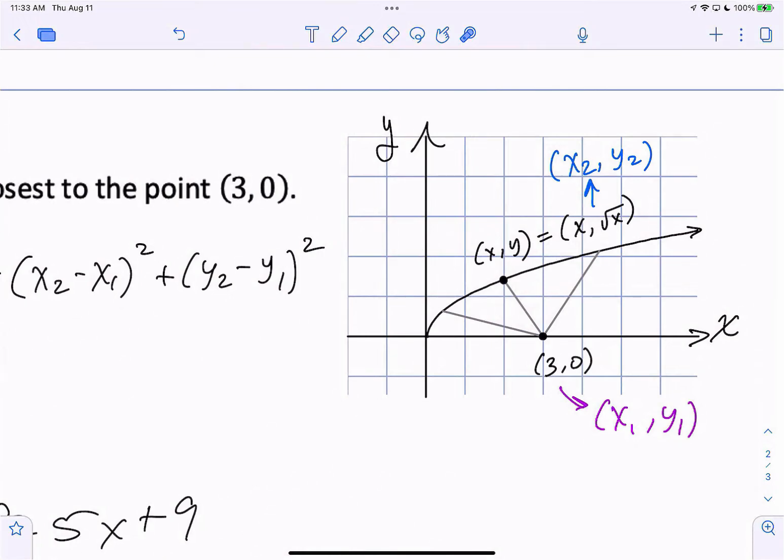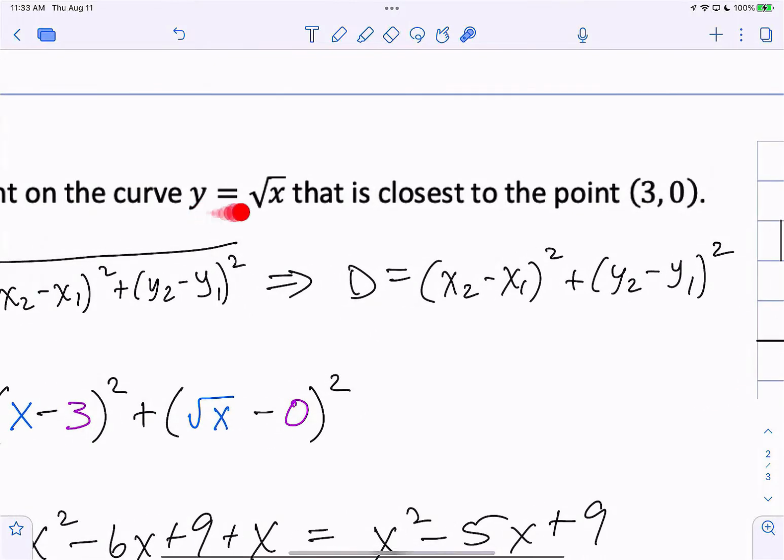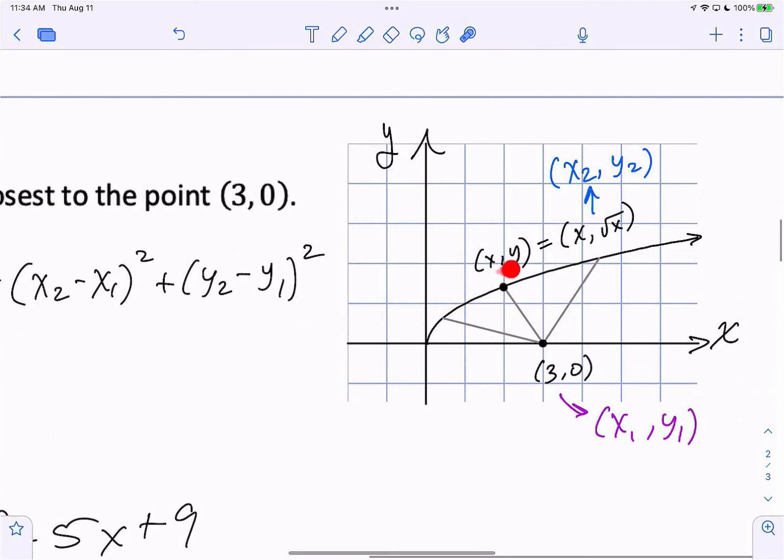Now, because y is equal to the square root of x, x y is equal to x comma square root of x. So there's my curve, and then I have the point (3, 0). And there are various distances between the point and the curve, but I'm looking for the shortest such distance.